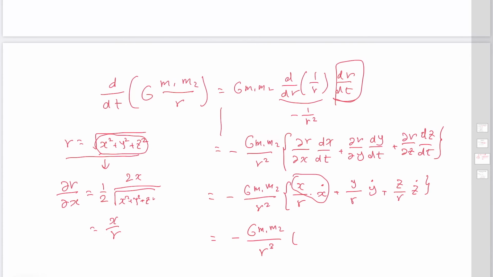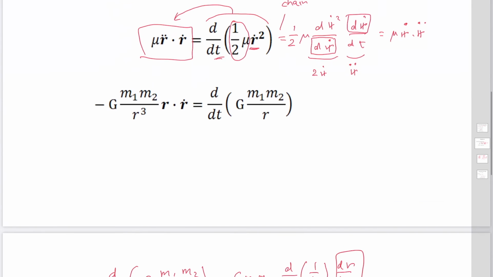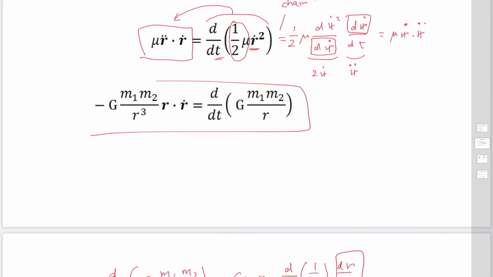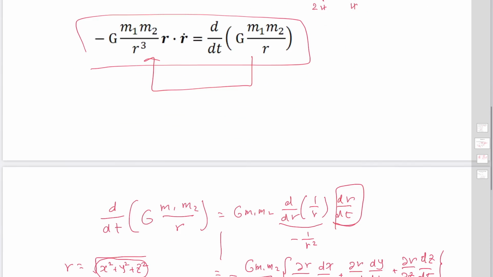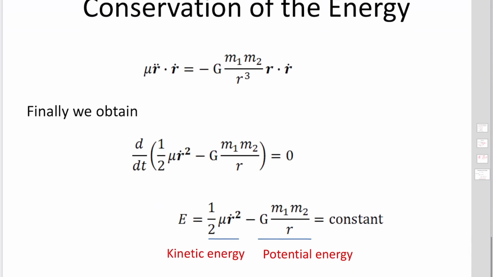This is expressed as a scalar product: r dot r dot. This is the scalar product. Then we have proved the second equation, right? From the right hand side to the left hand side. Okay, so using these solutions, we could derive the conservation of energies.